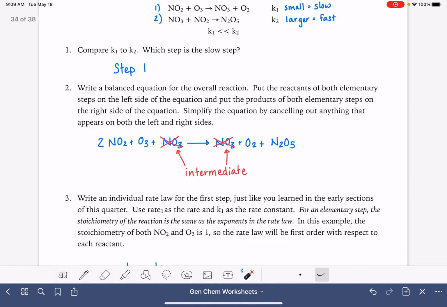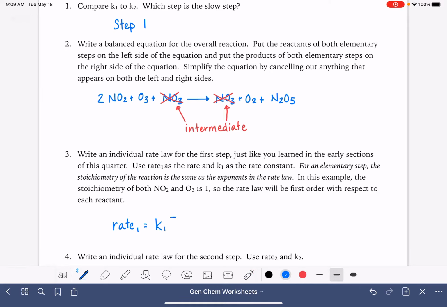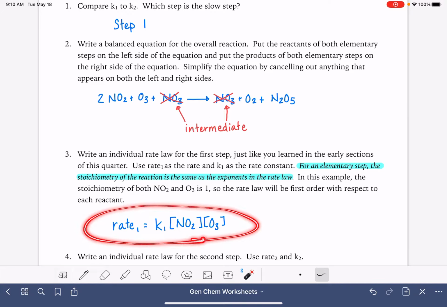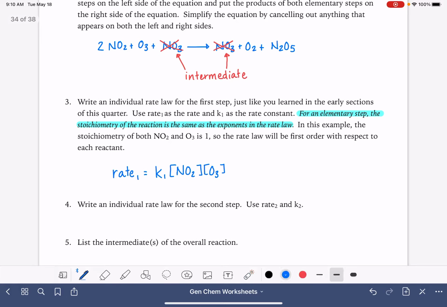So we have NO2 and we have O3, the reactants for step 1. Now, one thing that is unique about using elementary steps to write rate laws is that for an elementary step, the stoichiometry of the reaction is going to be the same as the exponent in the rate law. And this is only true for elementary steps. So in previous examples where we've had to put an x and a y in here and solve for the value of x and y, in those situations we were writing rate laws for an overall reaction, not for an elementary step. So this is the rate law for step number 1, and then we're going to do the same thing for step number 2.